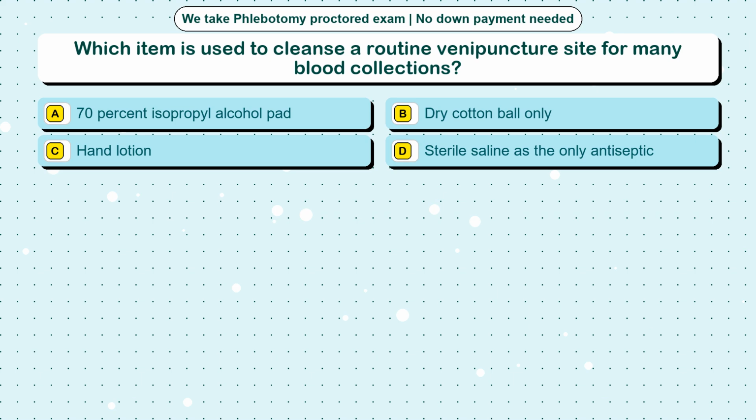Question 66. Which item is used to cleanse a routine venipuncture site for many blood collections? Option A. 70% isopropyl alcohol pad. Option B. Dry cotton ball only. Option C. Hand lotion. Option D. Sterile saline as the only antiseptic.